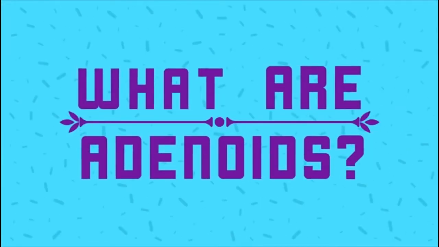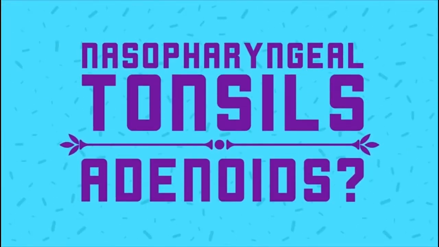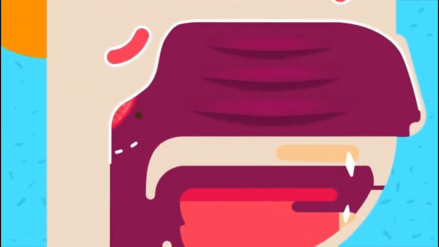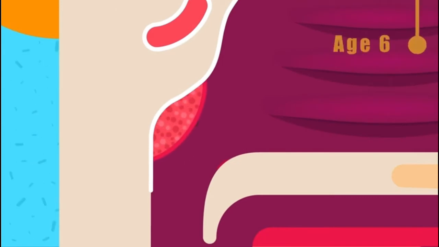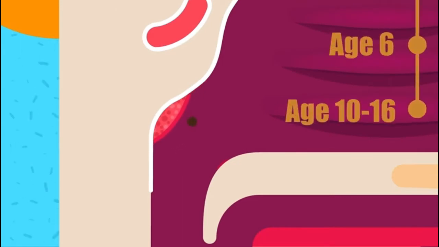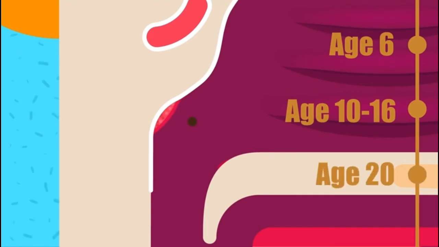What are adenoids? The nasopharyngeal tonsils, commonly called adenoids, are situated at the junction of the roof and posterior wall of the nasopharynx. Adenoid tissue is present at birth, shows physiological enlargement up to the age of 6 years, and then tends to atrophy at puberty and almost completely disappears by the age of 20.